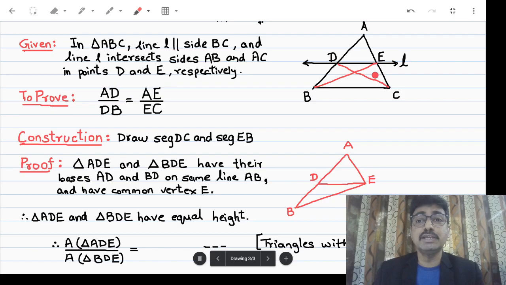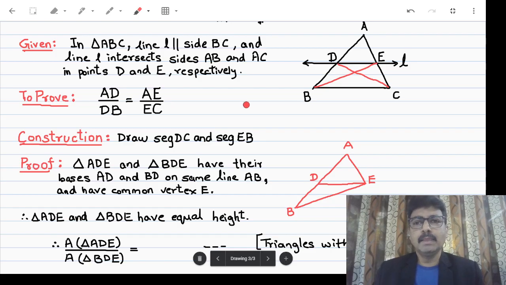We have to prove these ratios equal. So we have to prove AD upon DB is equal to AE upon EC, right? We have to prove that the two parts of one side formed by the intersection of line L, which in turn is parallel to BC, will be in a ratio equal to the ratio of the two parts of the other side. Hope we are clear with what we have to prove in this particular proof.